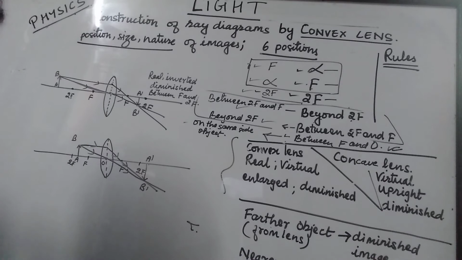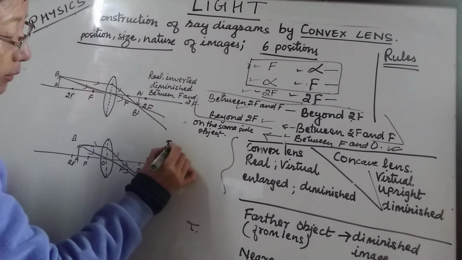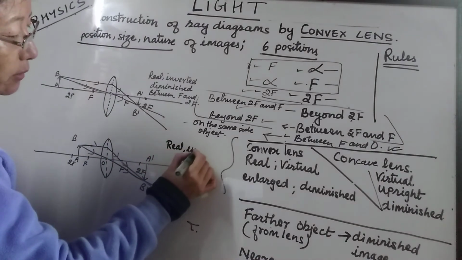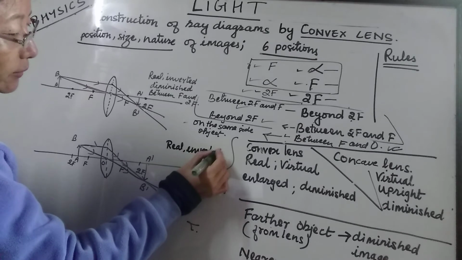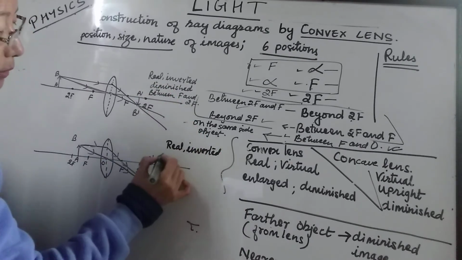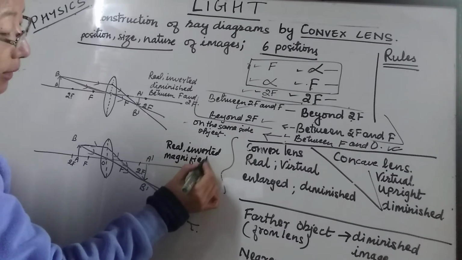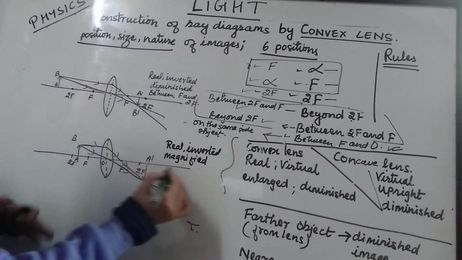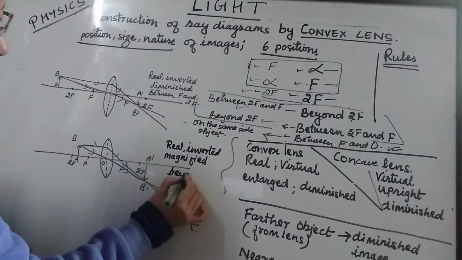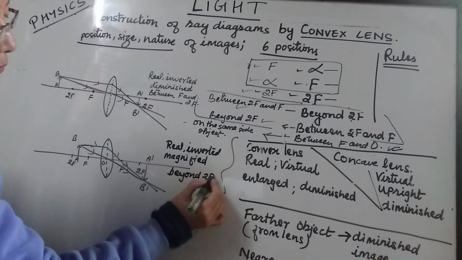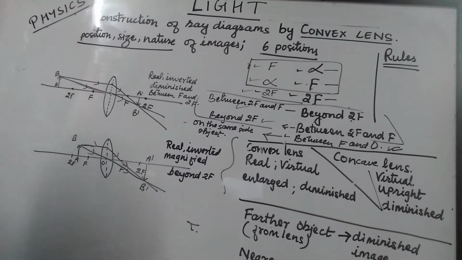So the nature of the image over here: real, inverted, again real, inverted, and magnified. Smaller over there, this is magnified. Magnified means bigger, and beyond 2F. You see, these two are opposite to each other. So this way is the diagram for these two positions, right?